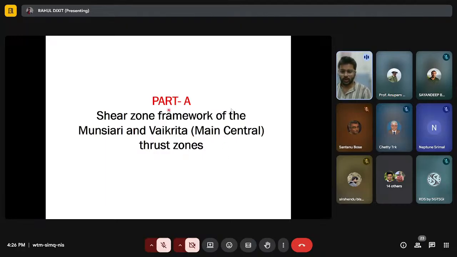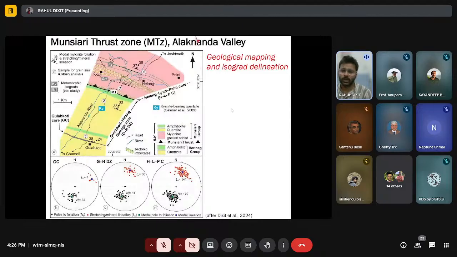In this particular part, I'll discuss the detailed structural and geological mapping that was performed in all three valleys. The main work was performed in the Alaknanda Valley, and a similar methodology was adopted in the other two valleys, the Bhagirathi and the Dhauliganga Valley. We'll first talk about the Munsiari thrust zone, then the Vaikrita thrust zone.